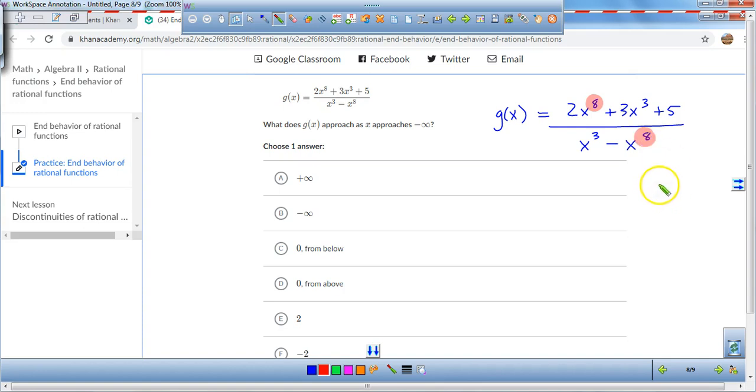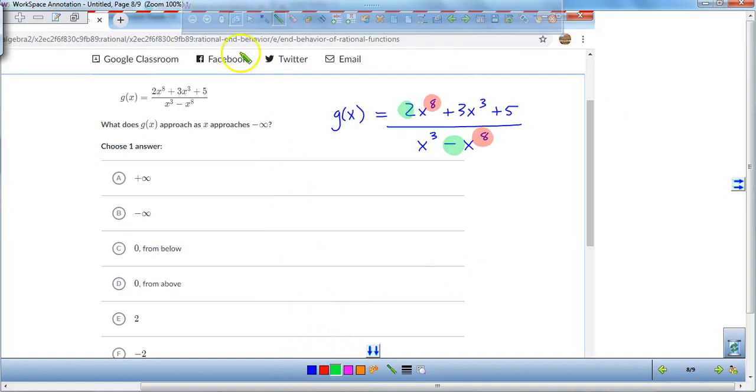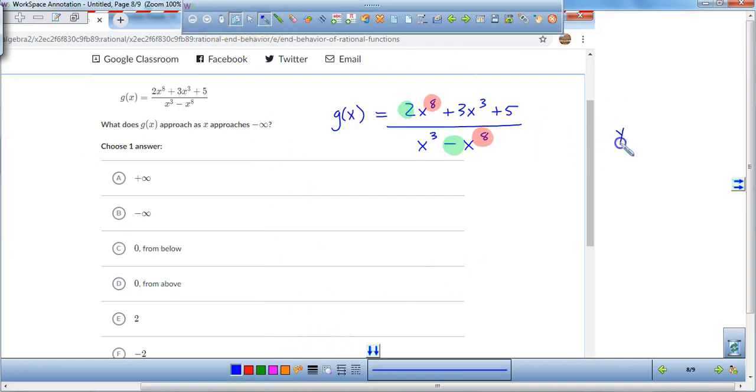One thing you need to understand is these are the same power. So that's going to go into our third scenario. We are going to have a horizontal asymptote at the coefficient in front of this divided by the coefficient in front of this. So basically, we are going to have a horizontal asymptote at y equals 2 divided by -1, or y equals -2. So it says, what does g of x approach as x approaches negative infinity?